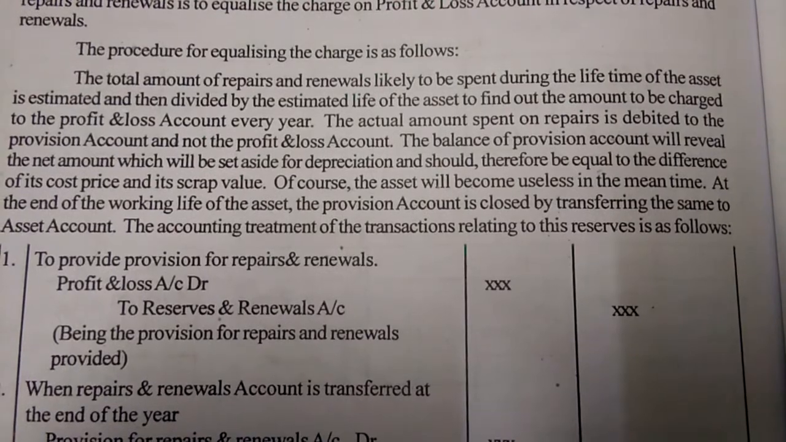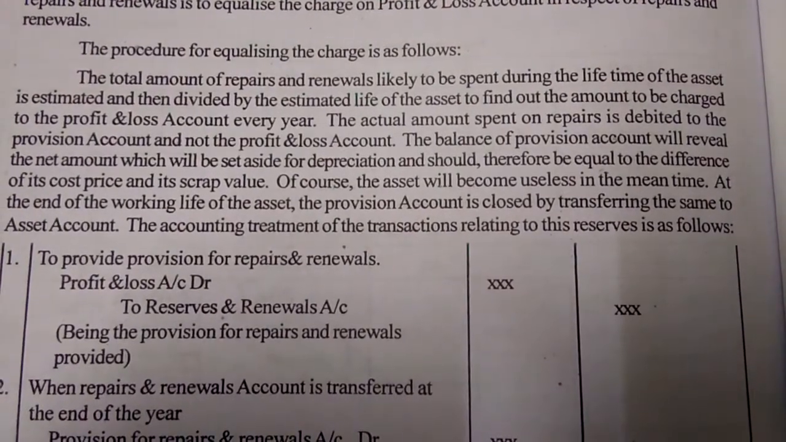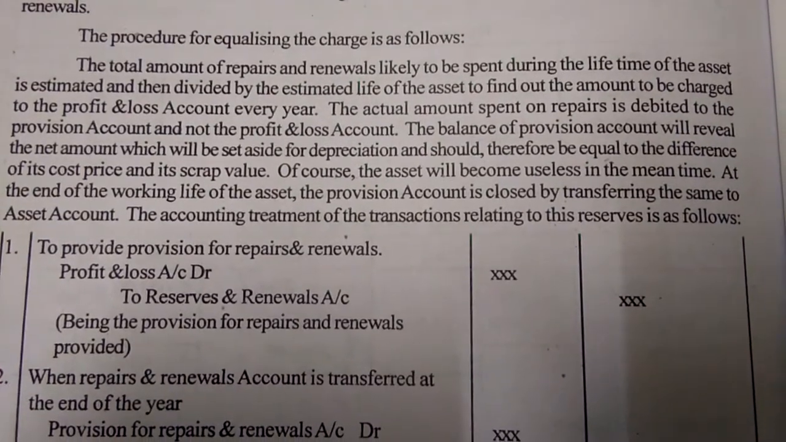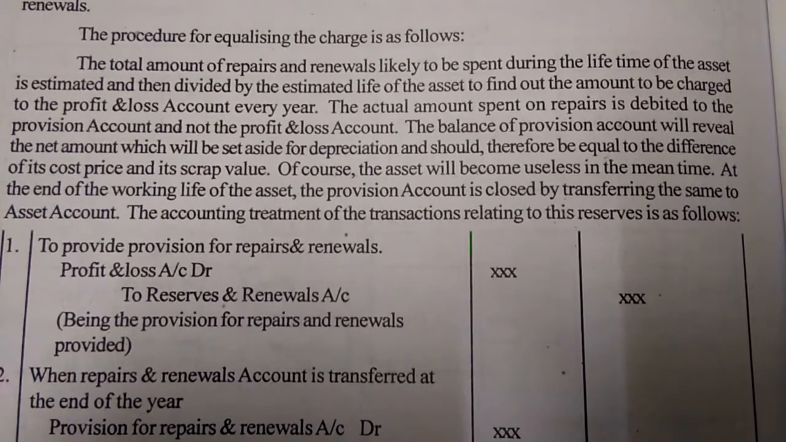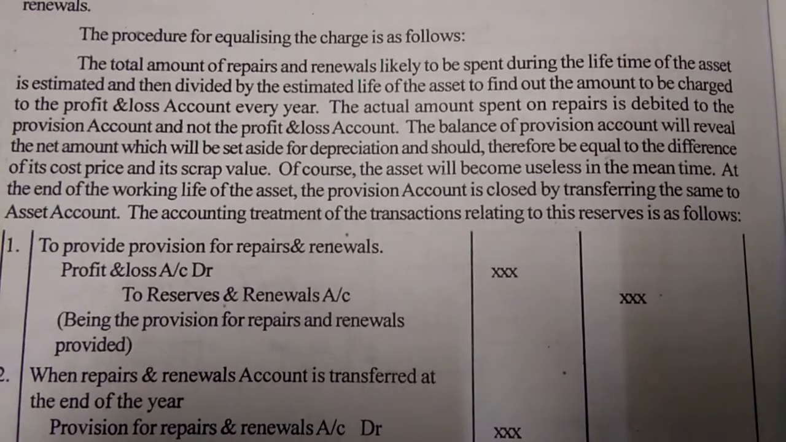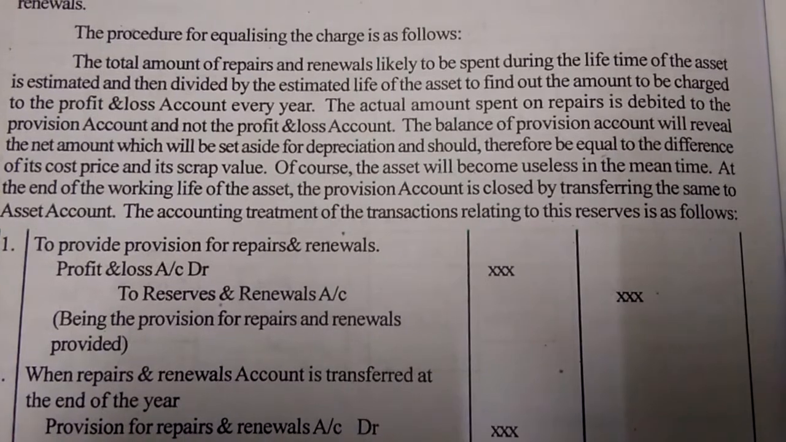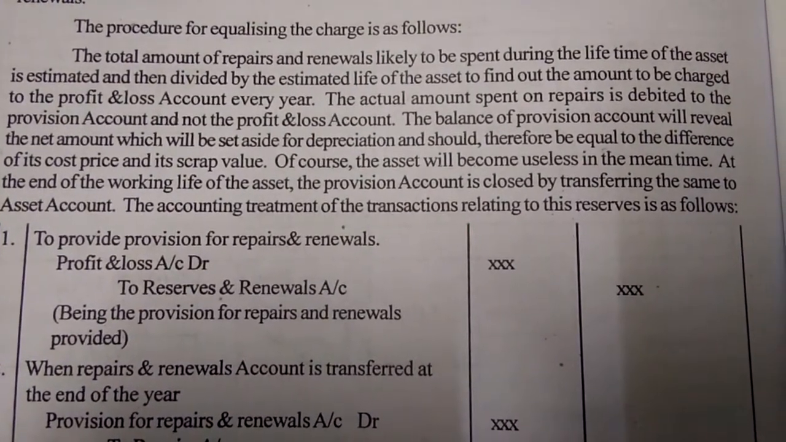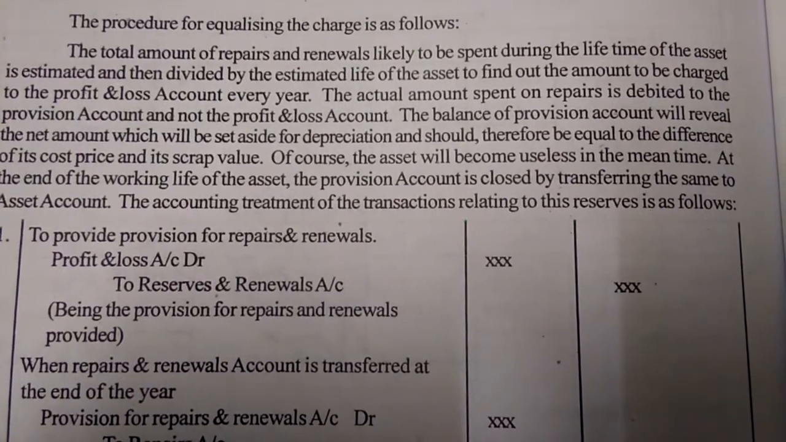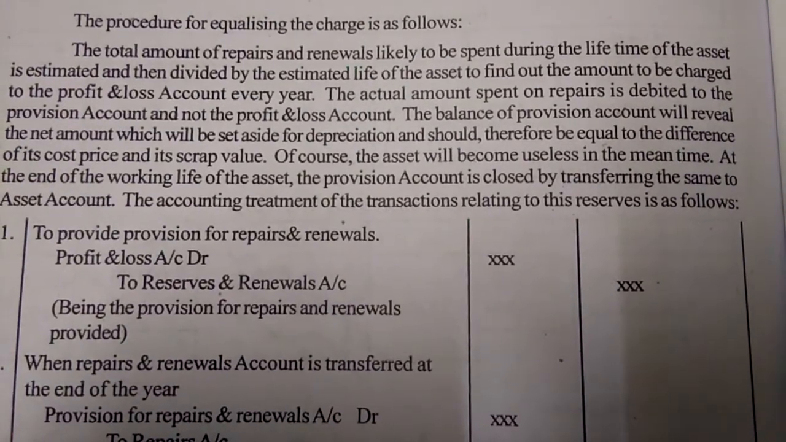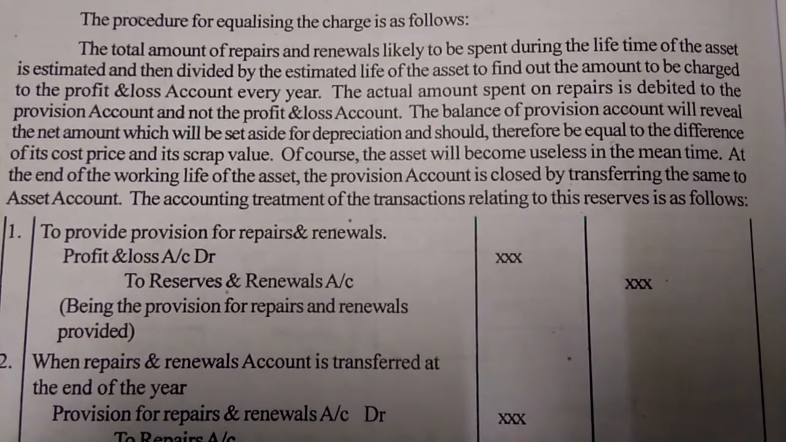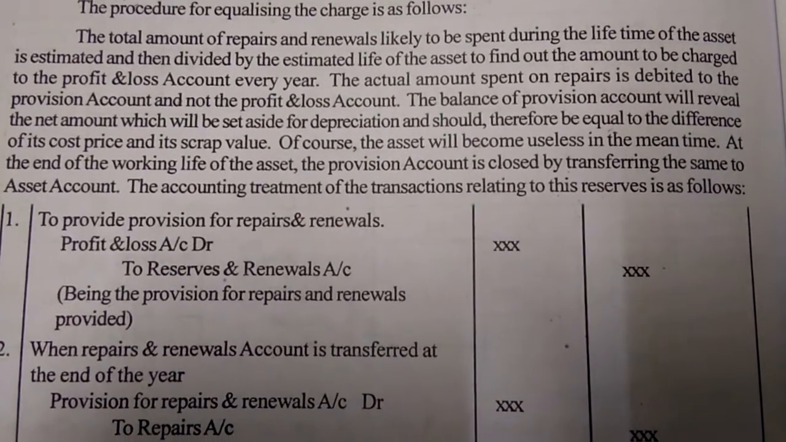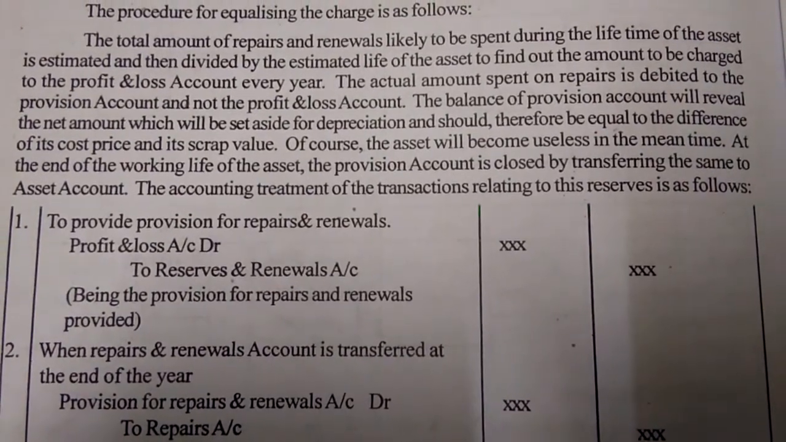The actual amount spent on repairs is debited to the provision account and not the profit and loss account. The balance of the provision account will reveal the net amount which will be set aside for depreciation and should therefore be equal to the difference of its cost price and its scrap value. Of course, the asset will become useless at the end of the working life of the asset. The provision account is closed by transferring the same to asset account.